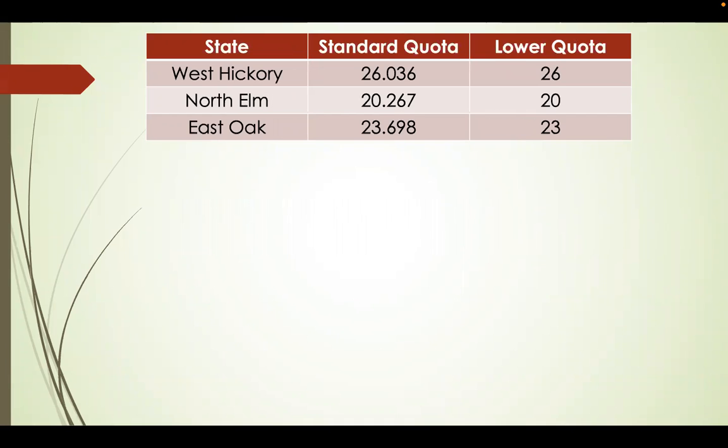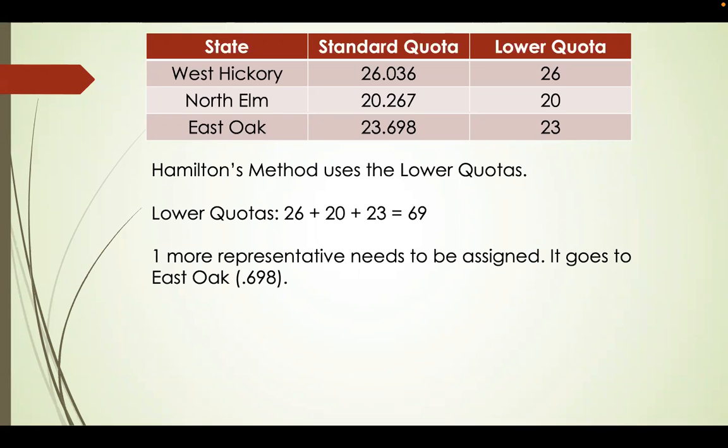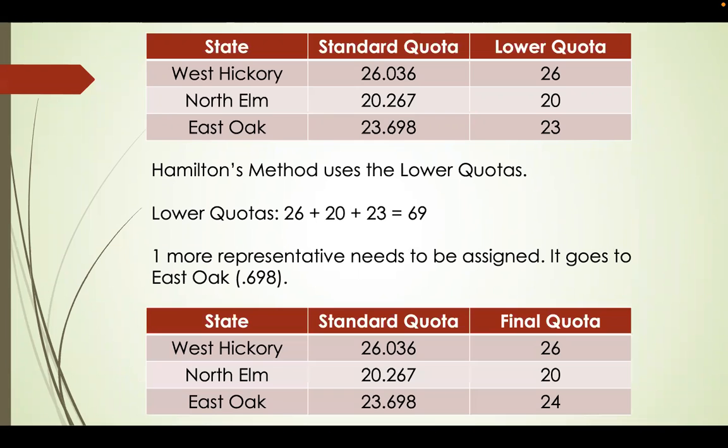Once I have the standard quotas, I can then find the lower quota, because remember with Hamilton, we find the lower quotas. I then add 26 plus 20 plus 23, which gives me a total of 69 apportioned seats here. Well, we have 70. So using Hamilton's method, one more needs to be given. When I look at the decimal approximations, East Oak has 0.698. That's the largest decimal portion, and therefore East Oak gets the extra. So our final quotas are 26 for West Hickory, 20 for North Elm, and 24 for East Oak.